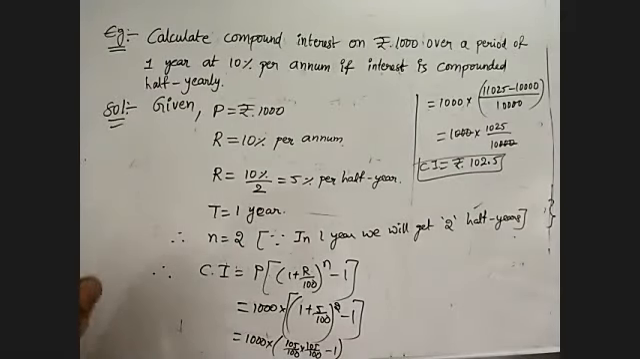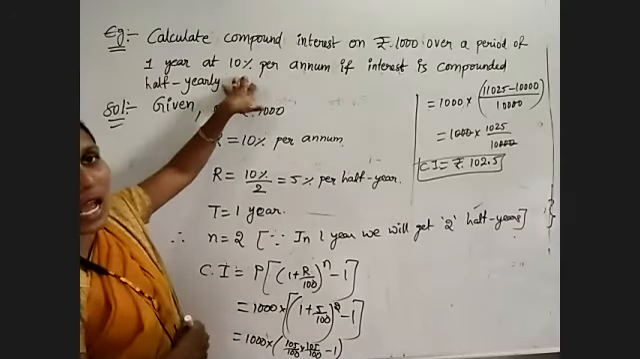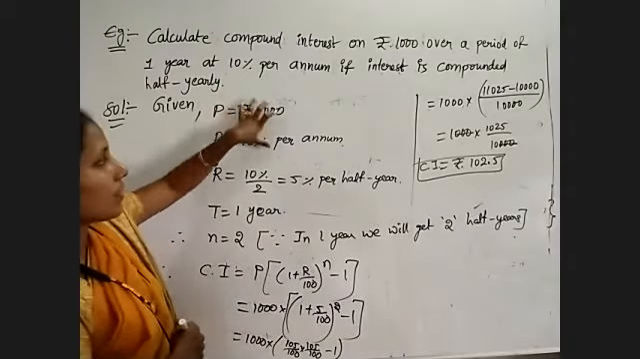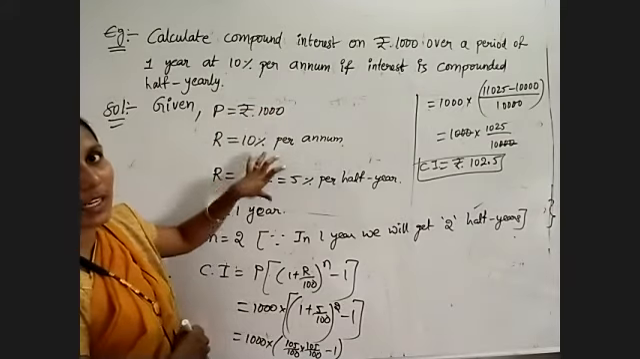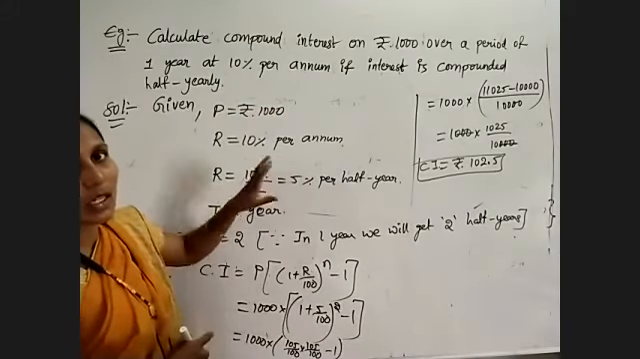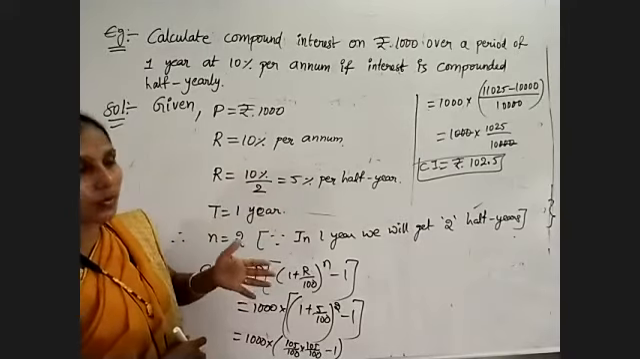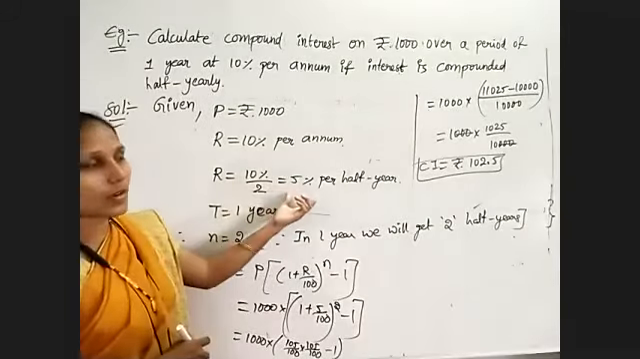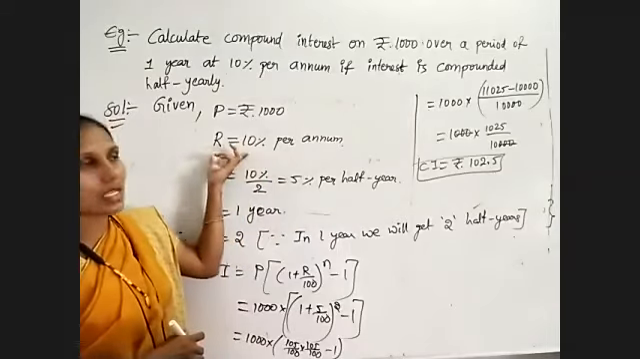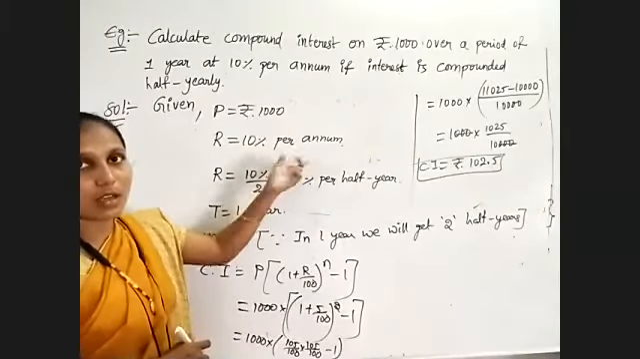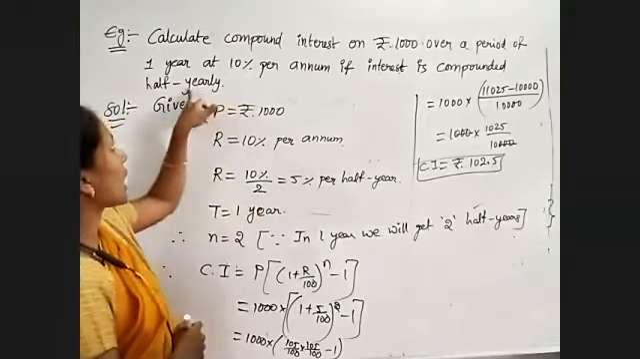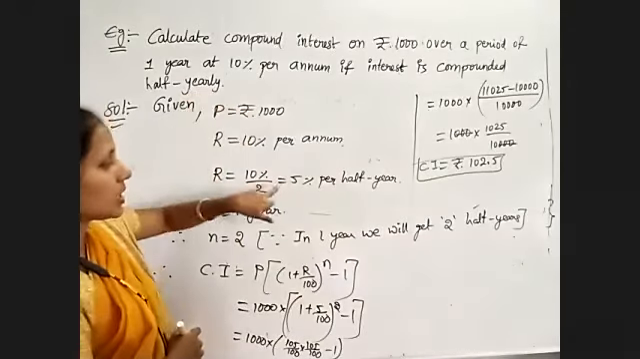Okay, once again observe this question, because here the interest is given half yearly. Whatever rate of interest they give, divide it by 2, because in 1 year we get two half years. Half means divide by 2. The rate of interest they give is always per annum, for 1 year. When you are calculating for half yearly, you must divide it by 2.